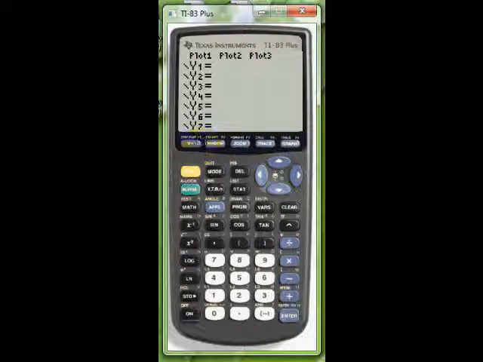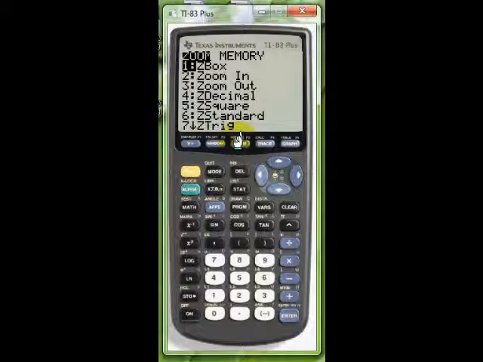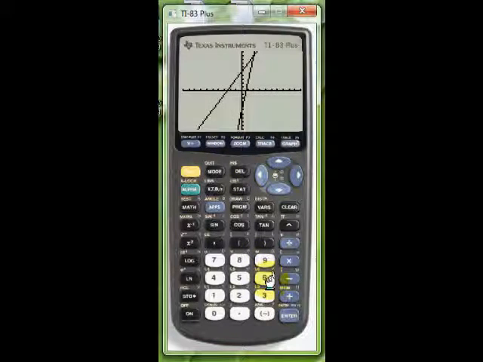Press y equals and enter the left side of the equation in y1, that's the 7x minus 5. Then enter the right side of the equation in y2, that's the 2x plus 5. We're going to graph this, so let's do zoom 6 so we get a nice little 10 by 10 window. And the answer to my equation is the intersection point at the top.